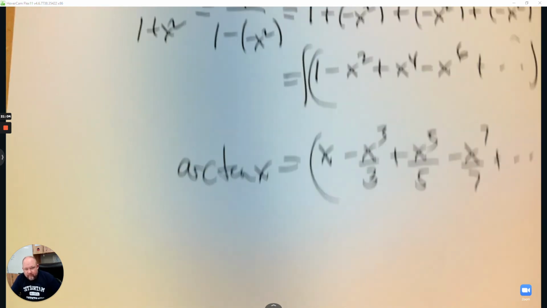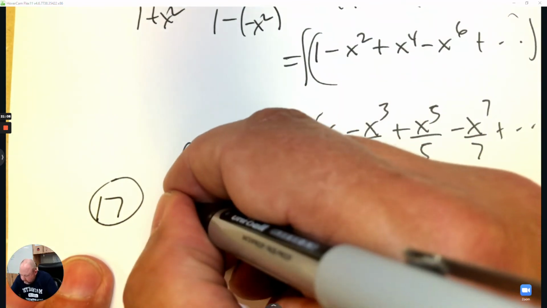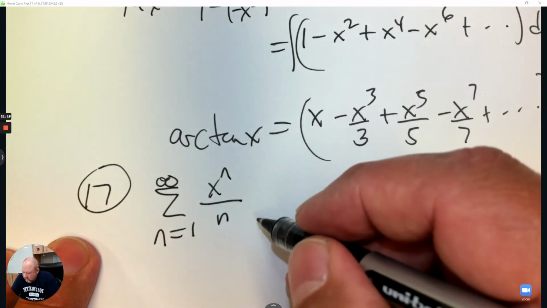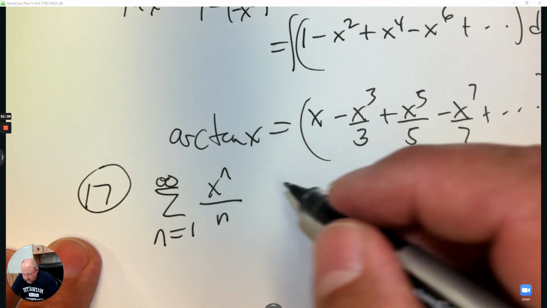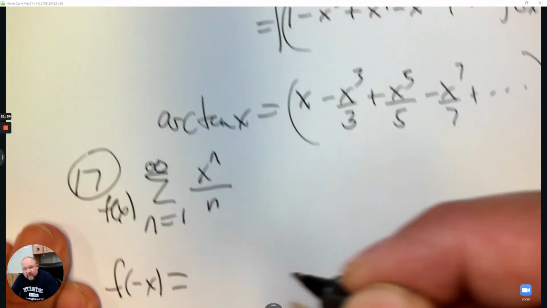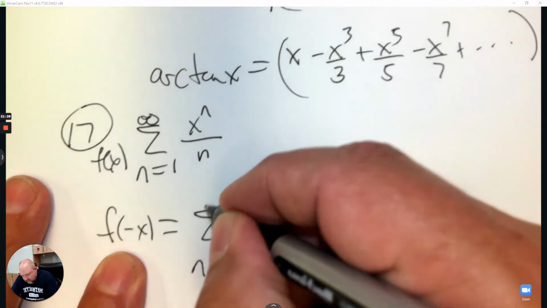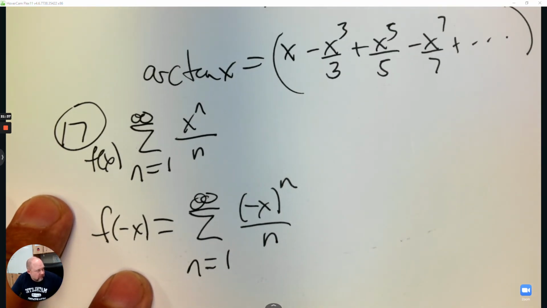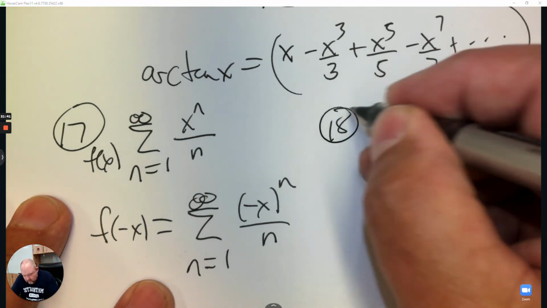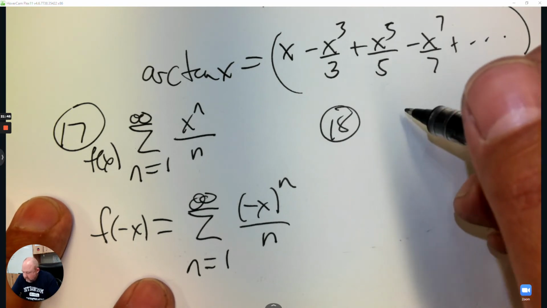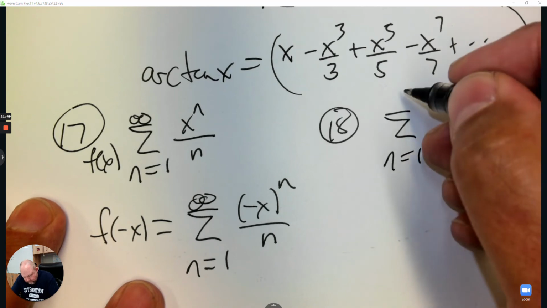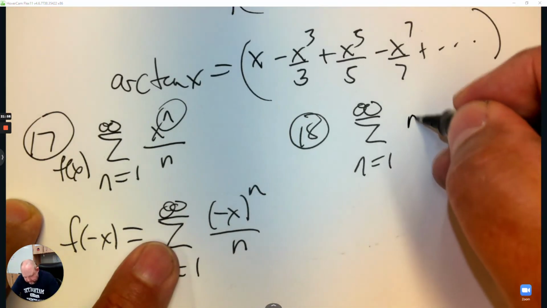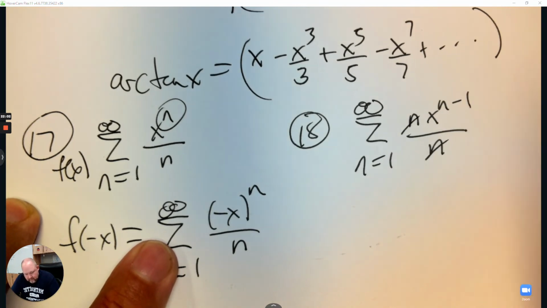17. Use this to find the following and use sigma notation. So if that's what f at x equals, then f at negative x would be negative x to the n over n. The derivative, n times 1 over n means they cross out. That's what the derivative would look like.